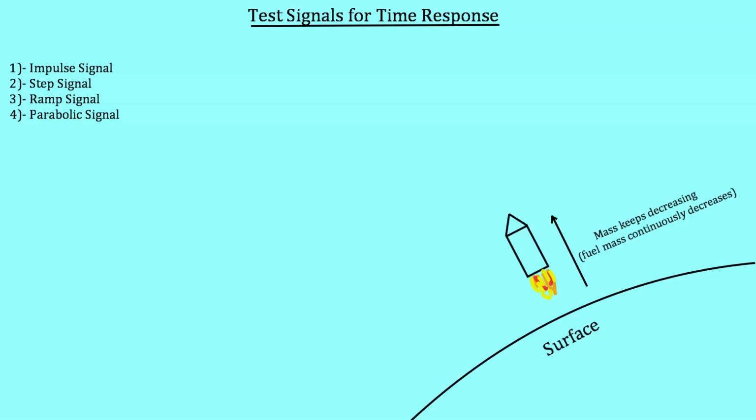We have already seen the definition of these four basic signals. Now, try to understand their importance in practical analysis. Try to imagine a space shuttle which has a huge mass of fuel, and while in flight, the mass keeps on decreasing as the space shuttle moves away from the surface of the Earth.